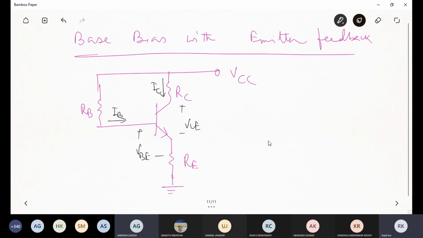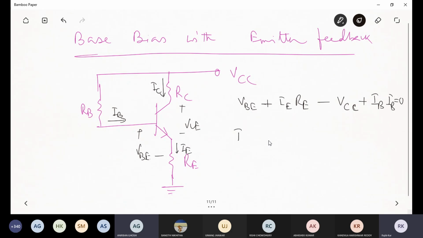Now, regarding the stability for this particular circuit, I will write here. If you take this input voltage loop, VBE plus, there is current flowing through this RE, which is IE. So IE RE minus VCE, IB RB, this is equal to 0.